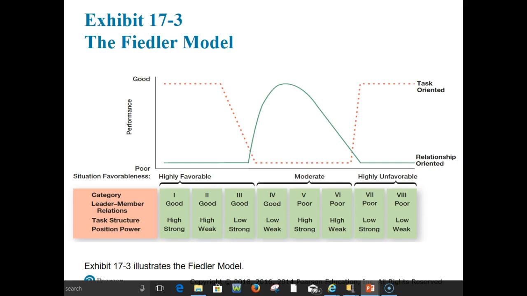Now, Fiedler concluded that task-oriented leaders performed better in very favorable situations and in very unfavorable situations. So you got to see the top of this exhibit 17-3, where performance is shown on the vertical axis and situation favorableness is shown in the horizontal axis. On the other hand, though, the relationship-oriented leaders performed better in moderately favorable situations.